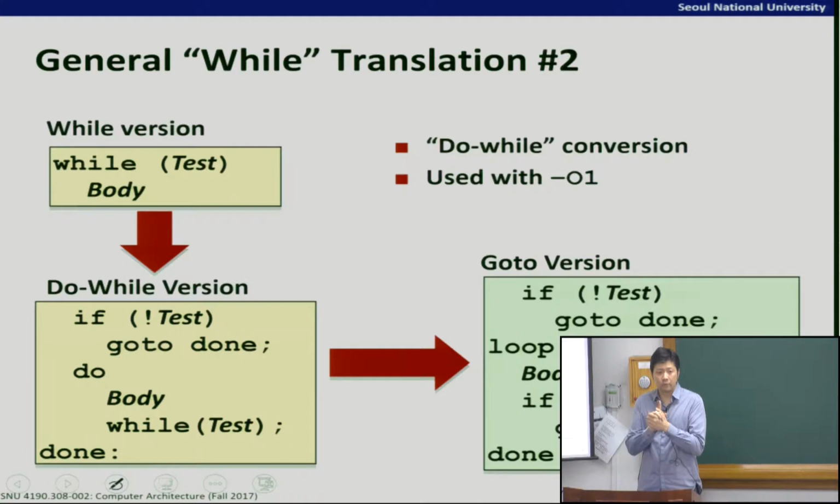That's version number 1, jump to the middle. Whenever we start the loop, we first go to the test part and do the test first. That's version number 1. Here's version number 2 of doing the same thing.